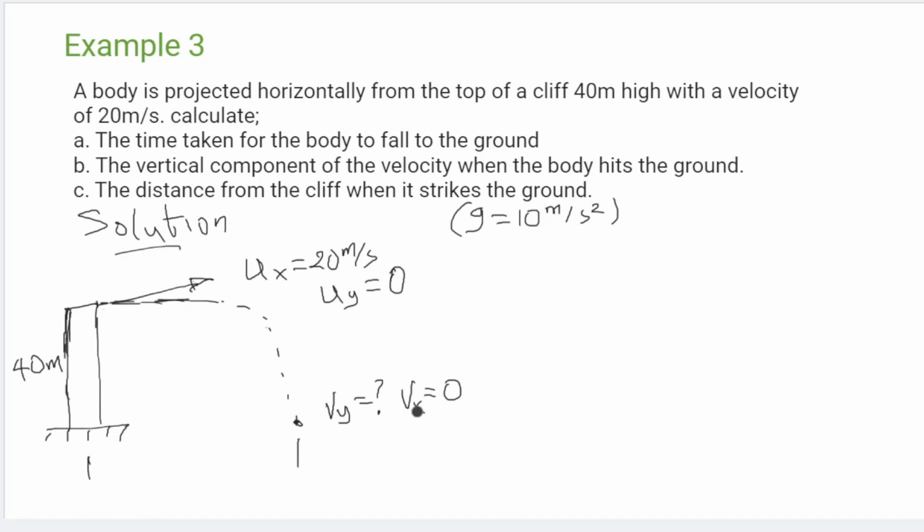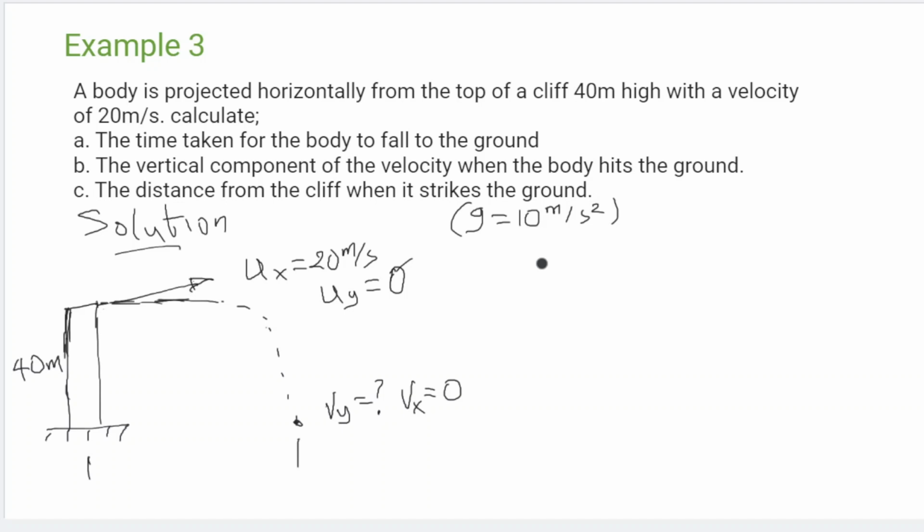Okay, but Vx will be 0 because the motion is now vertical. So the first part: time taken for the body to fall to the ground. To get the time with which it falls to the ground, the motion will be vertical, because it's going to fall to the ground. We're going to use the equation.